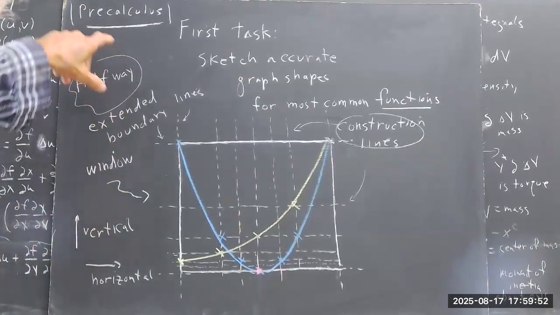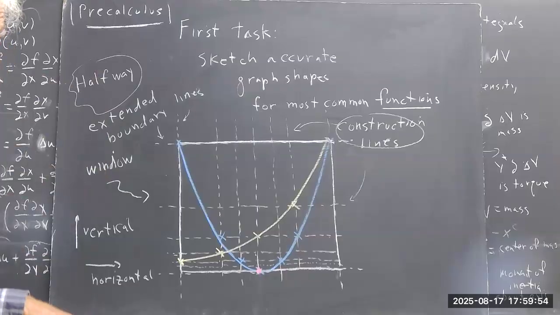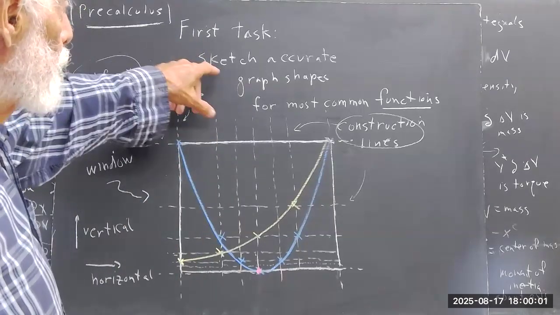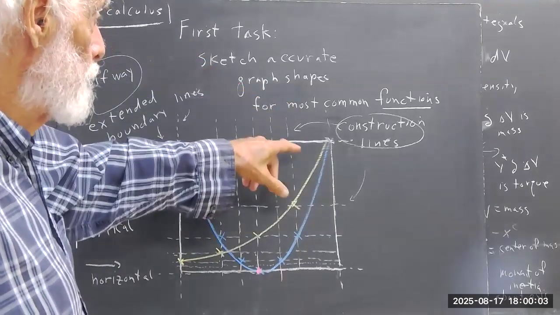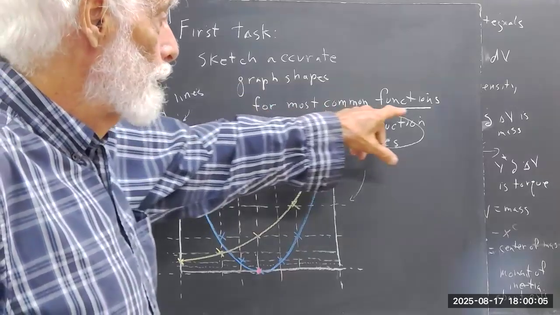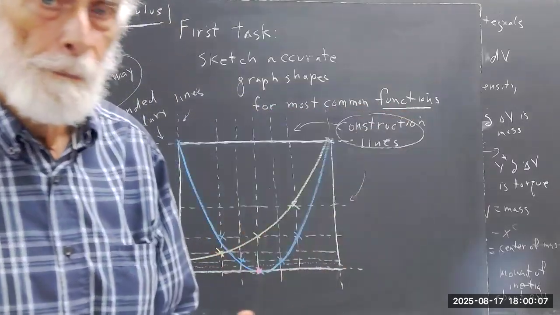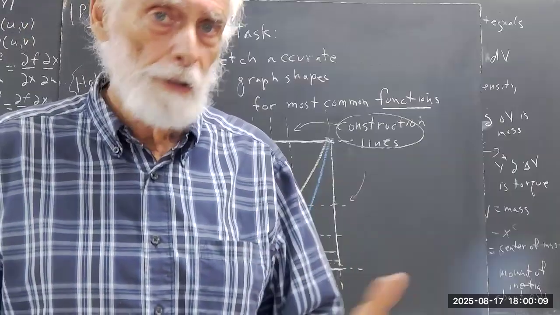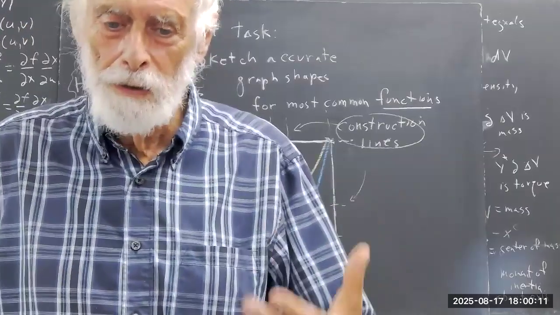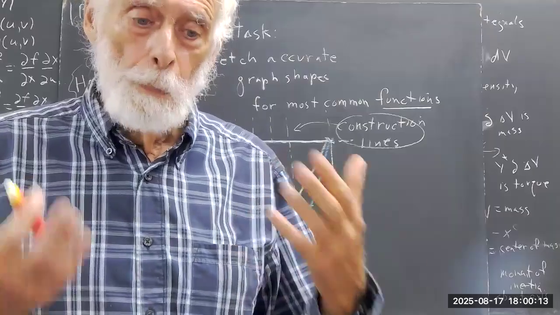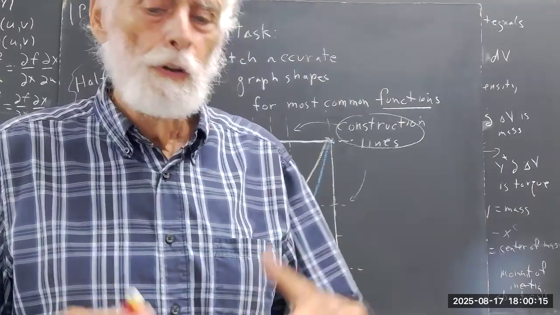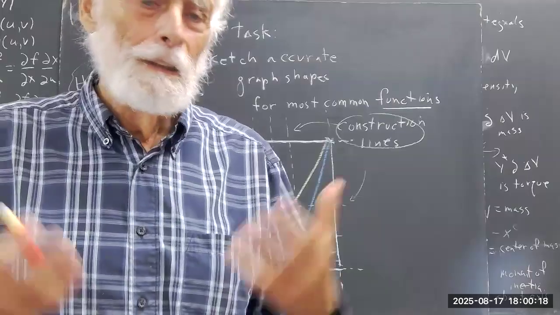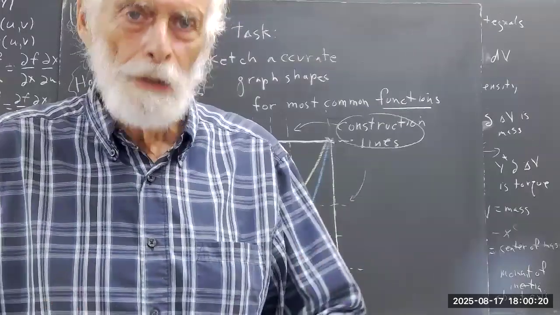Now, this is a pre-calculus class. In the first class, the first task is going to be to learn to sketch accurate graph shapes for some of the most common functions. Hopefully you've had a good Algebra 2 class, because if you haven't, you really haven't had the prerequisites for a pre-calculus class. If you didn't do very well in Algebra 2, we're going to do our best to bring you up to speed.